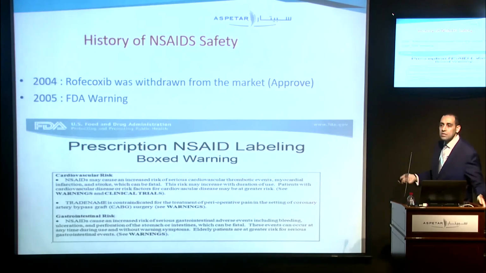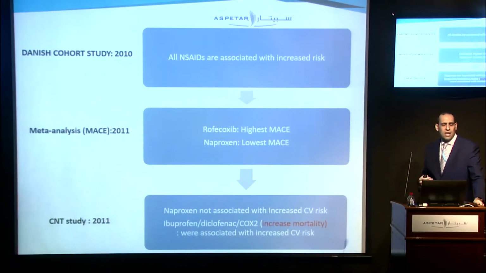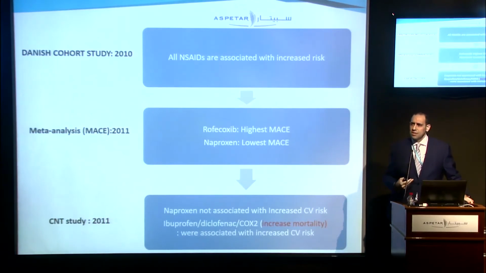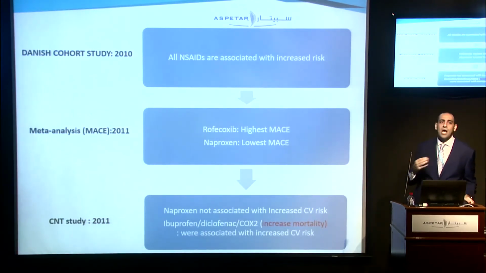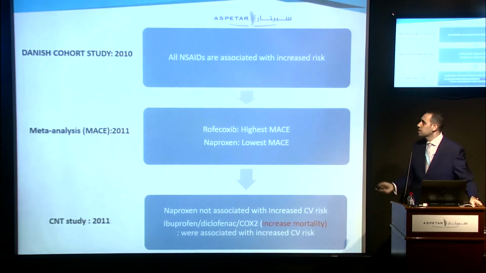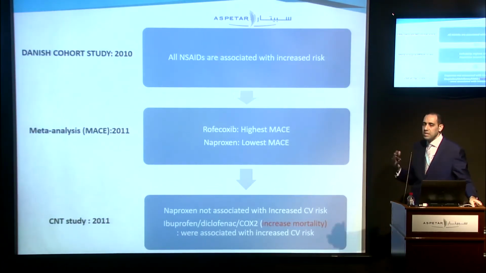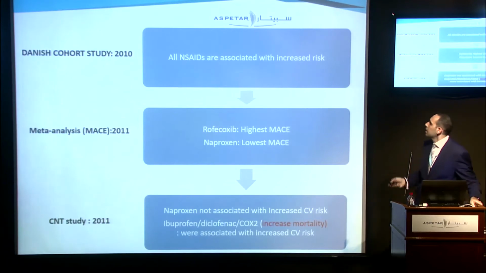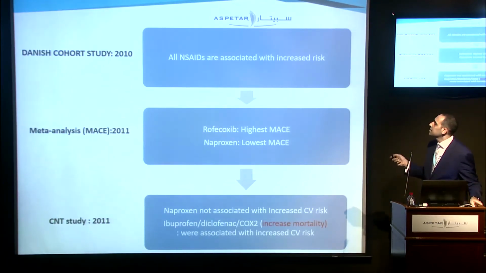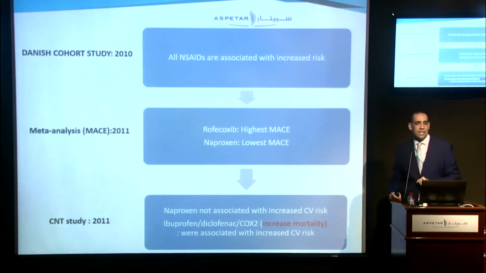After the withdrawal and the warning from the FDA, a lot of questions were raised regarding the use of these agents in high and low cardiovascular risk patients. Accordingly, many studies were conducted to answer some of these questions, starting with the Danish study in the year 2010, which was done on 1 million healthy individuals. The results were that all NSAIDs are associated with increased risk, regardless of whether they were coxibs or traditional NSAIDs.